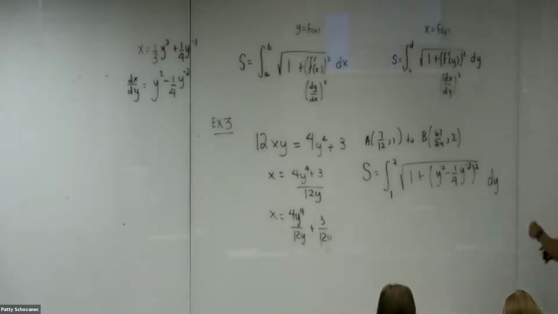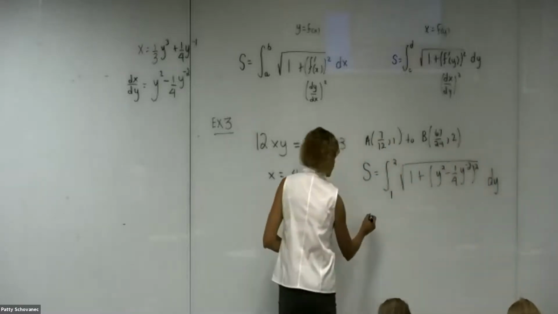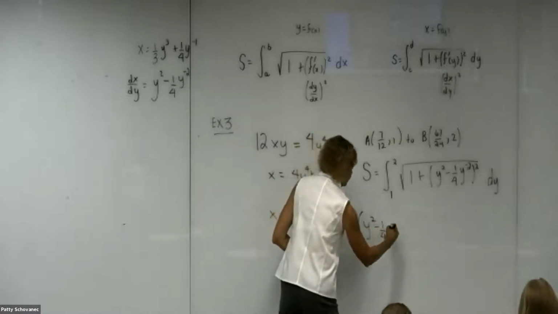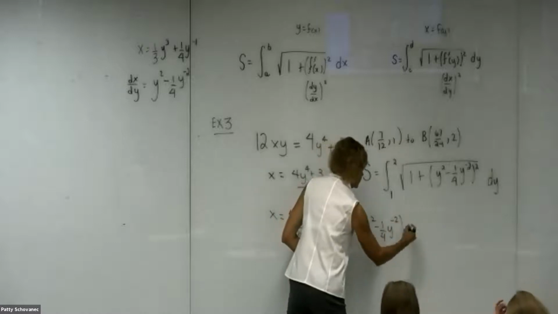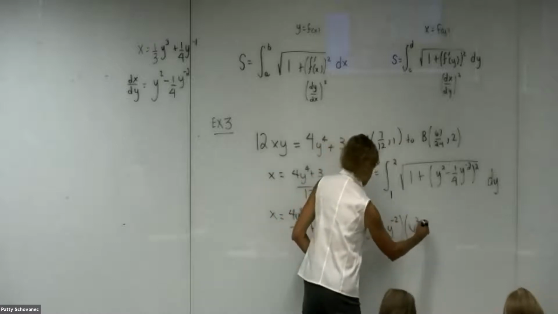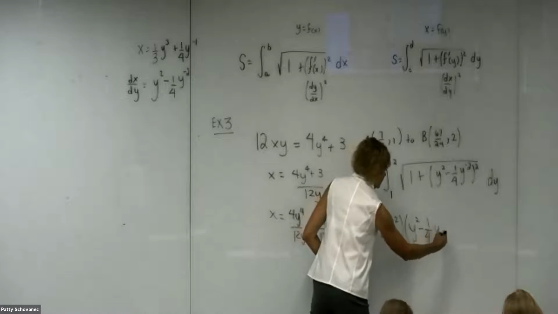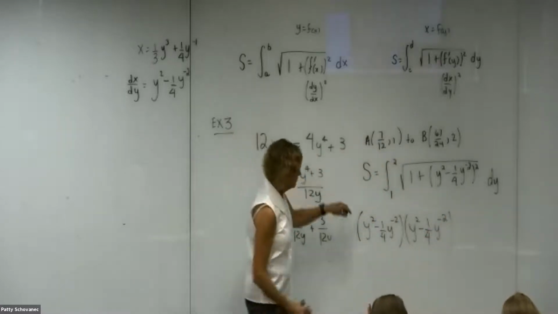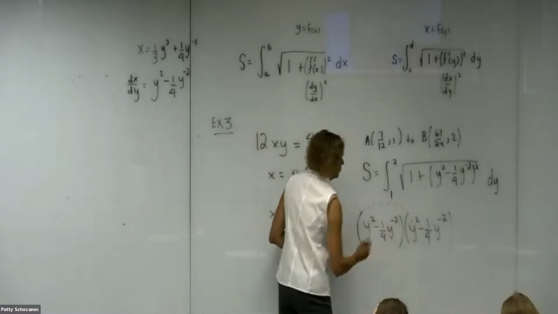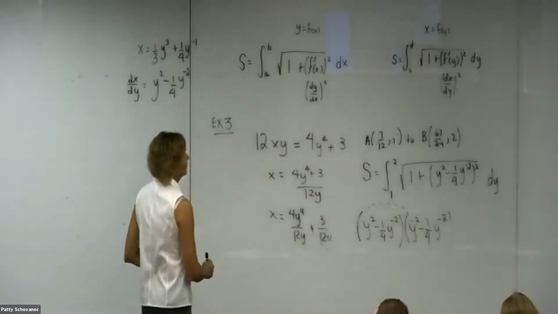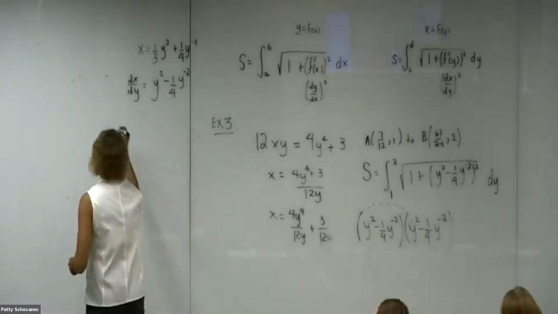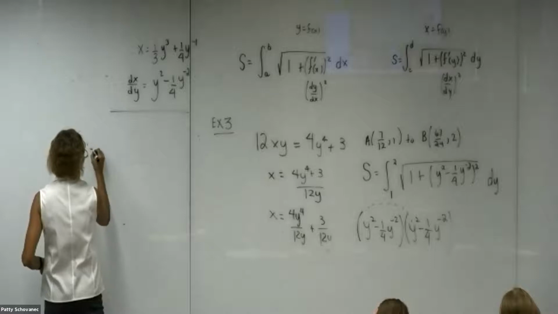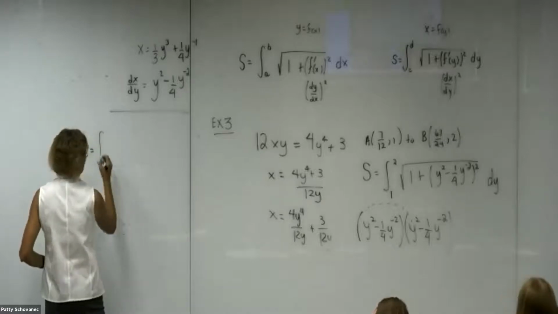All right, let's square this. Now, let's do it right here. I'm going to take y squared minus 1/4 y to the negative 2 and multiply it with itself. So that times that gives me y to the 4th. I'm going to put it right here.